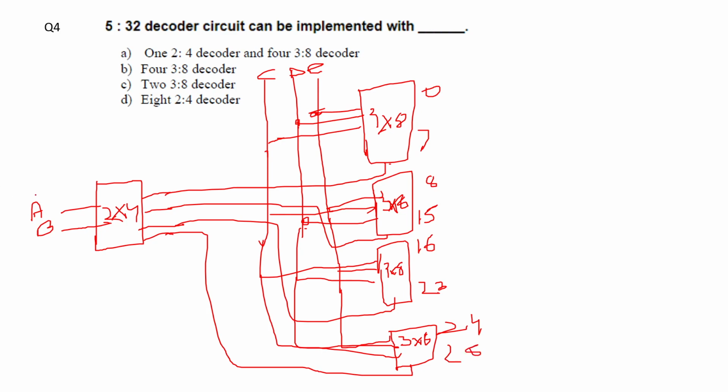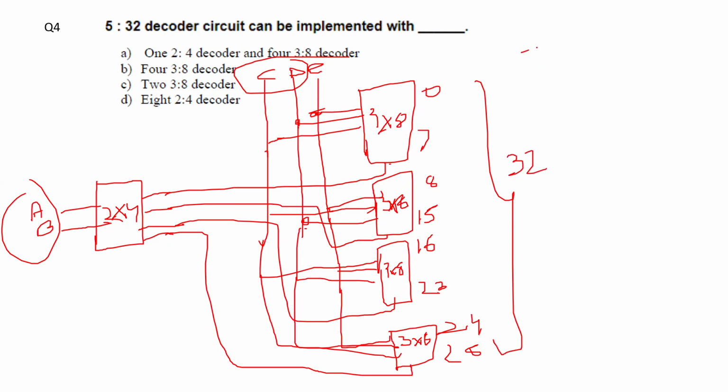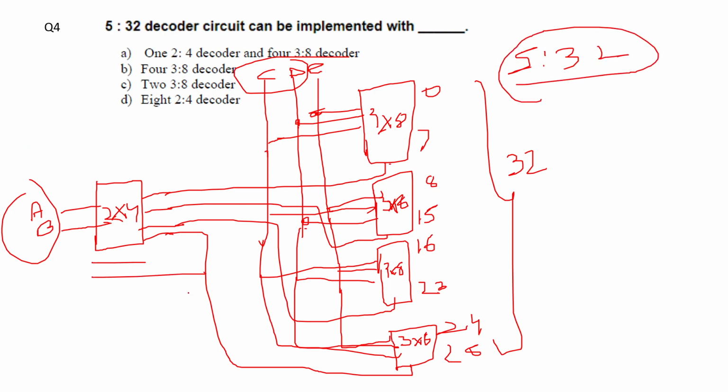How many inputs do we have? 1, 2, 3, 4, 5. And how many outputs did we get? 32. So a 5:32 decoder was implemented with a 2x4 decoder and four 3x8 decoders. So option A is the right answer.